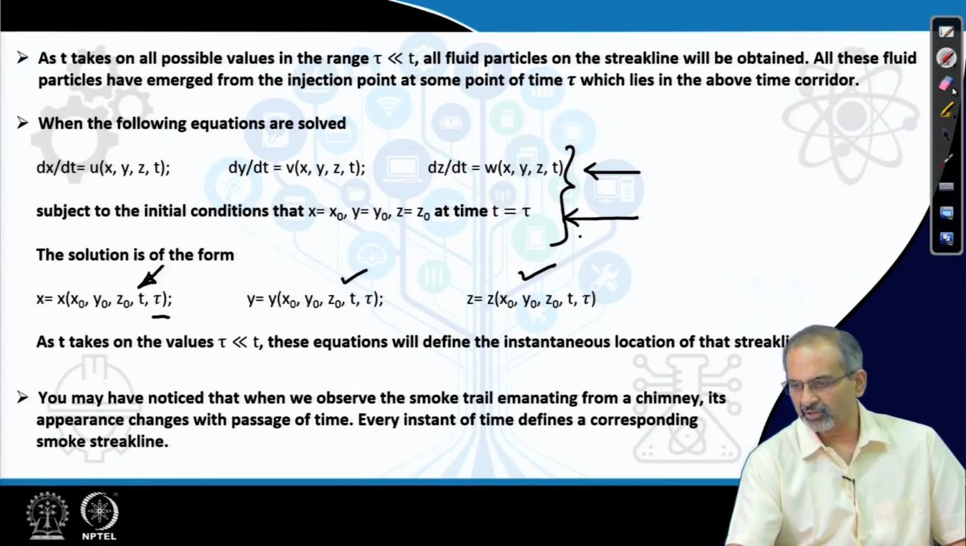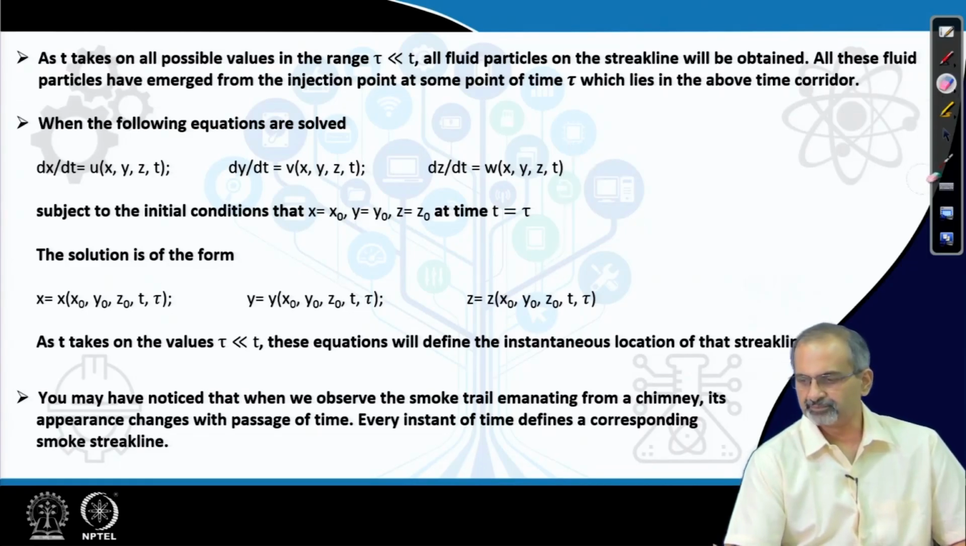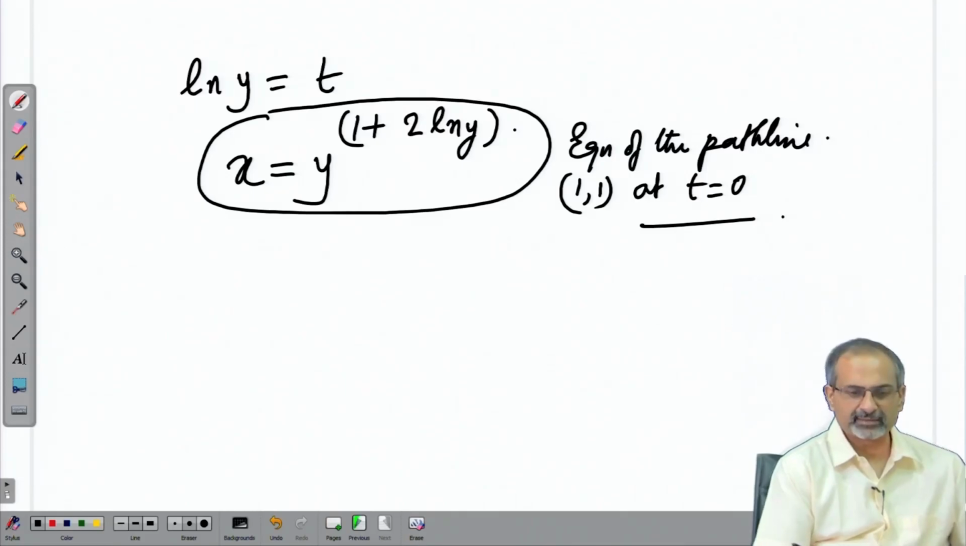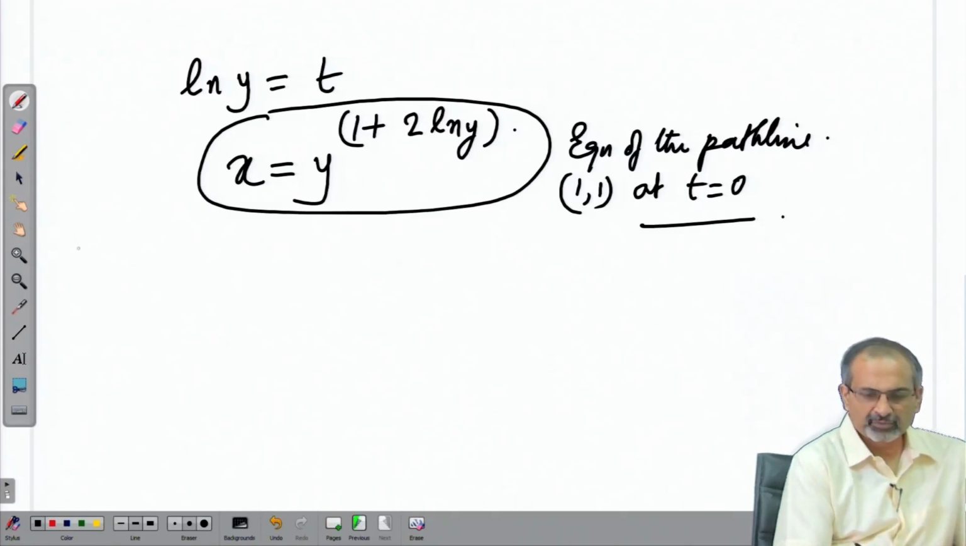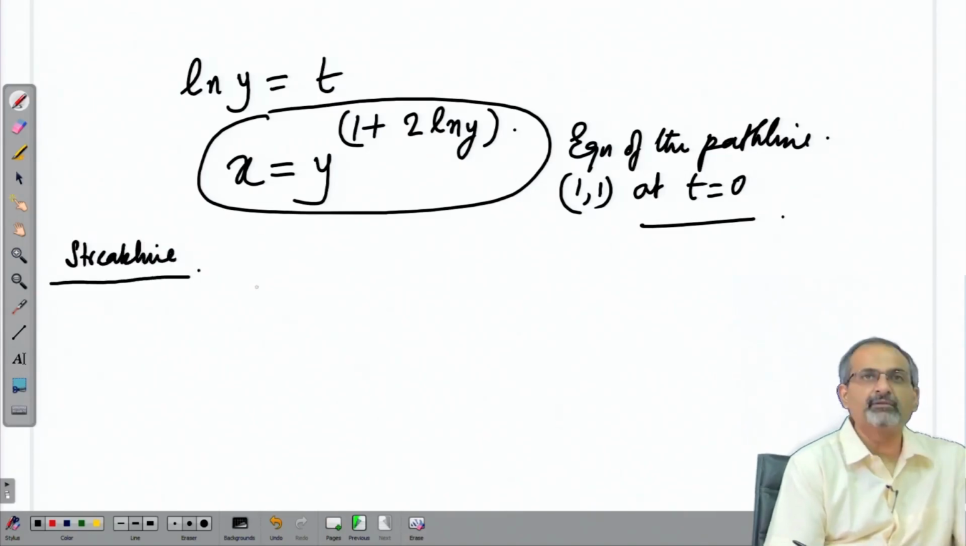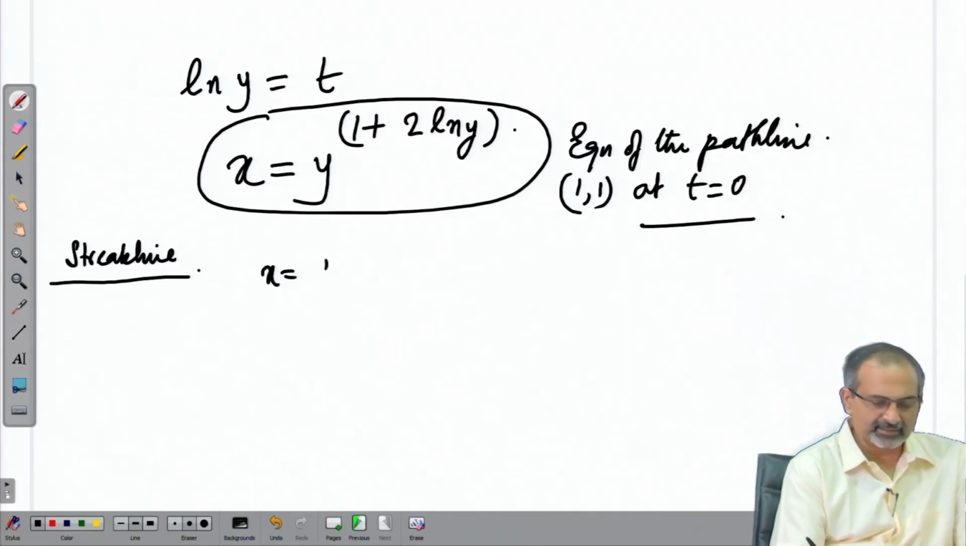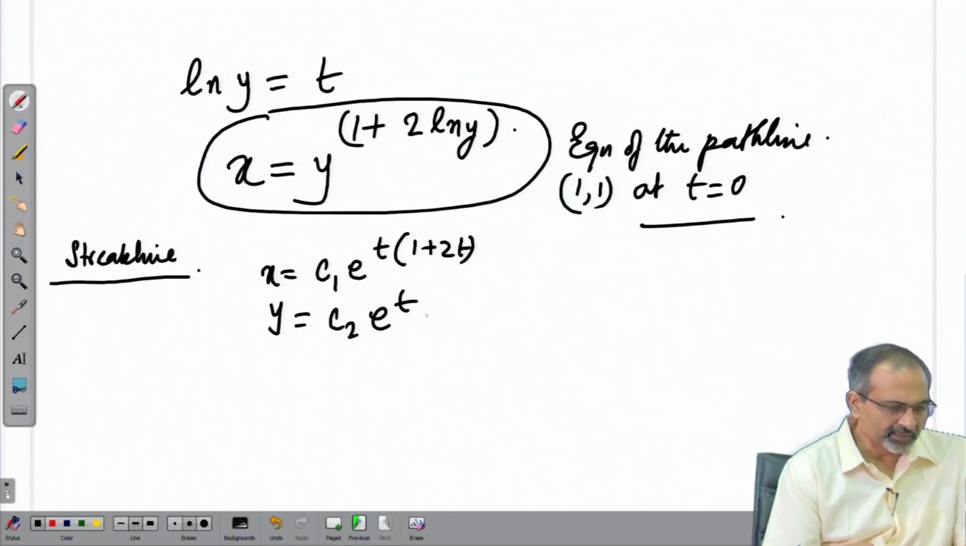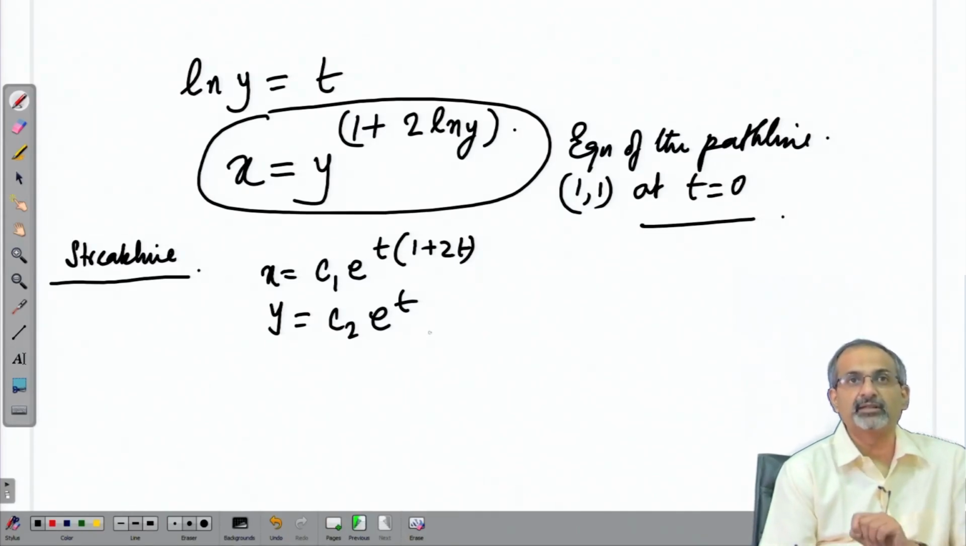Okay. So, keeping these concepts in mind, let us go back to that problem, and now let us try to solve that problem in light of the streak line. So, this is where we ended last time for the path line, and now we are going to work out the streak line. So, what did we already solve as a part of the path line calculations? We had already solved up to this: x is equal to c1 e to the power of t times (1 plus 2t), y is equal to c2 e to the power of t in the parametric form, and then we had worked out the constants c1 and c2.